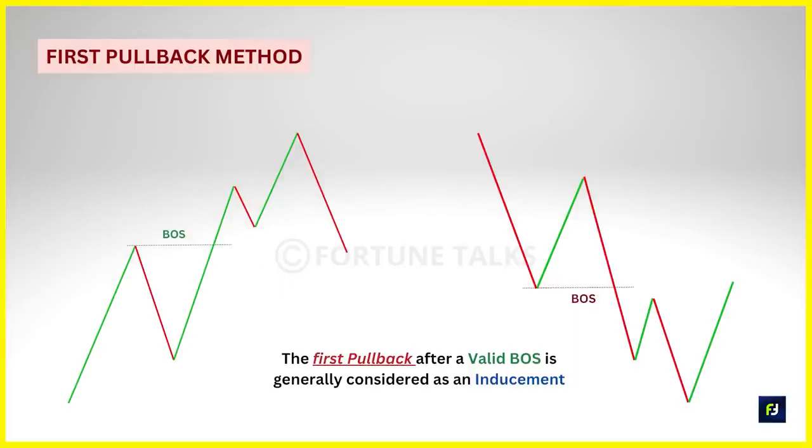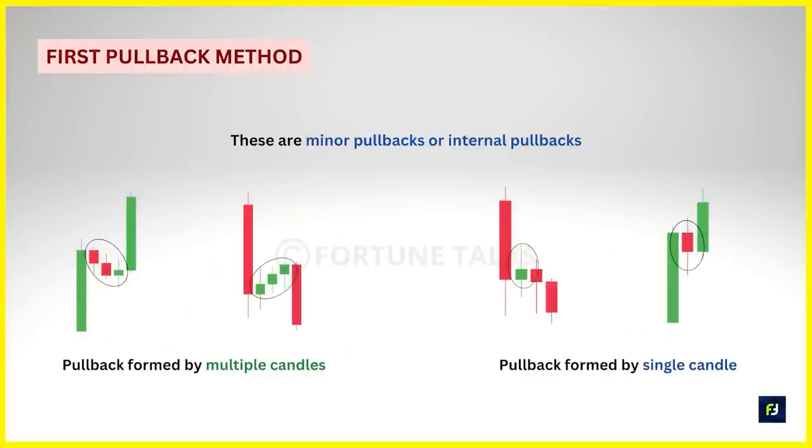This is actually the first pullback after a break of structure. The idea is quite simple. An inducement is considered as the first pullback after a valid break of structure has happened. These pullbacks are minor pullbacks or internal pullbacks which can be formed using a single candle, a group of candles, or even a deep wick. You can see the different types of pullbacks that you can find on charts here.